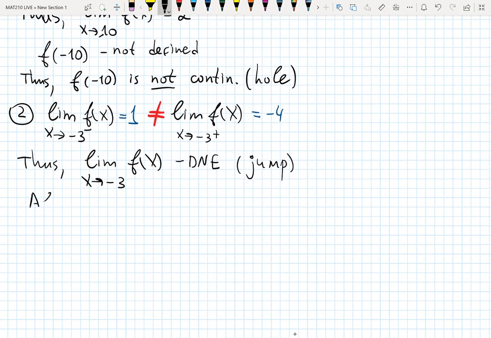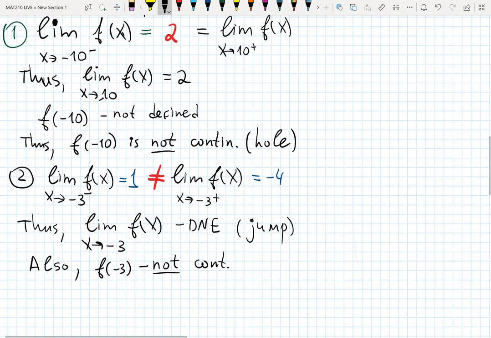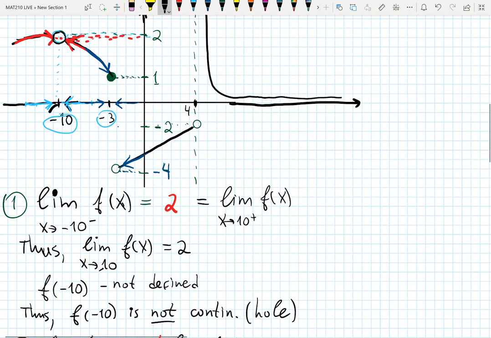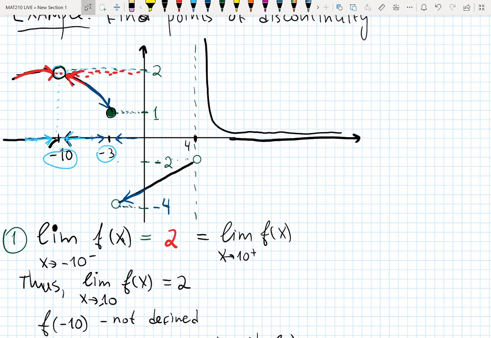Also, since the first part of the definition of continuity already failed, we can say that f of -3 is not continuous as well. It has a jump. You don't have to check if f of -3 exists, and actually f of -3 is defined and it is 1. Doesn't matter. It still has a discontinuity.